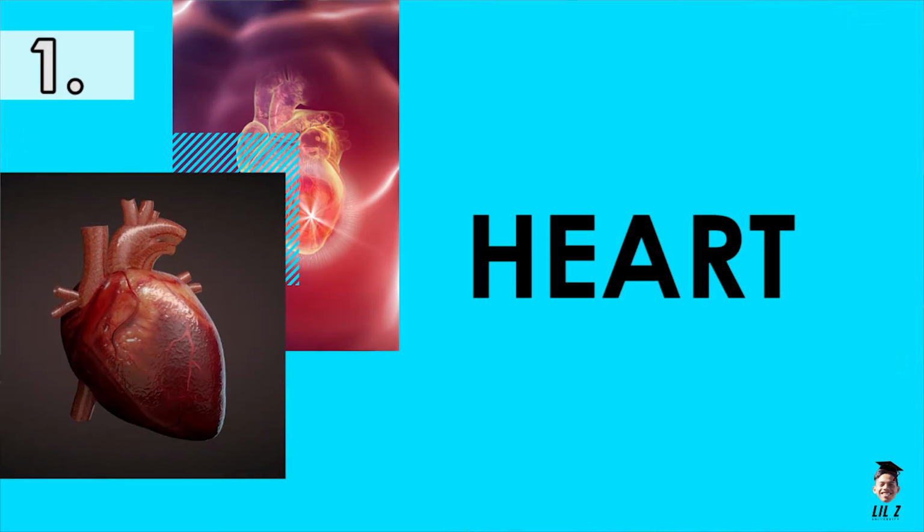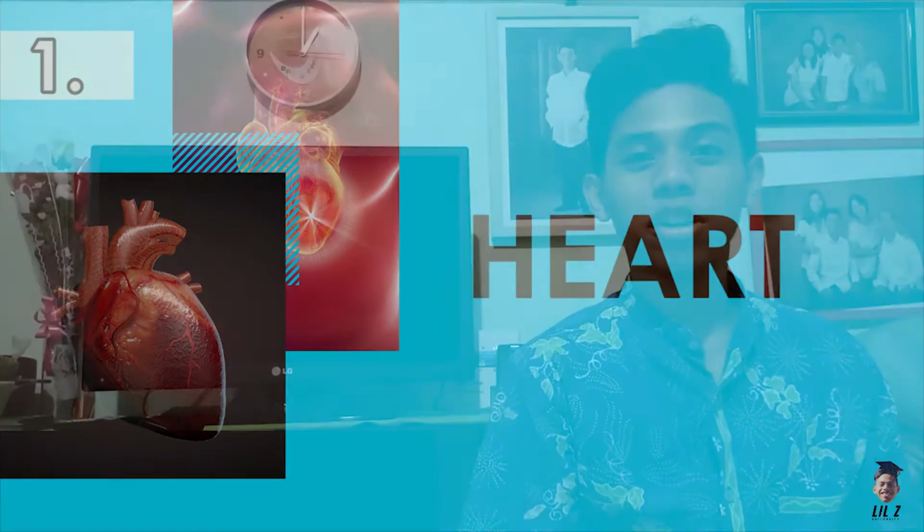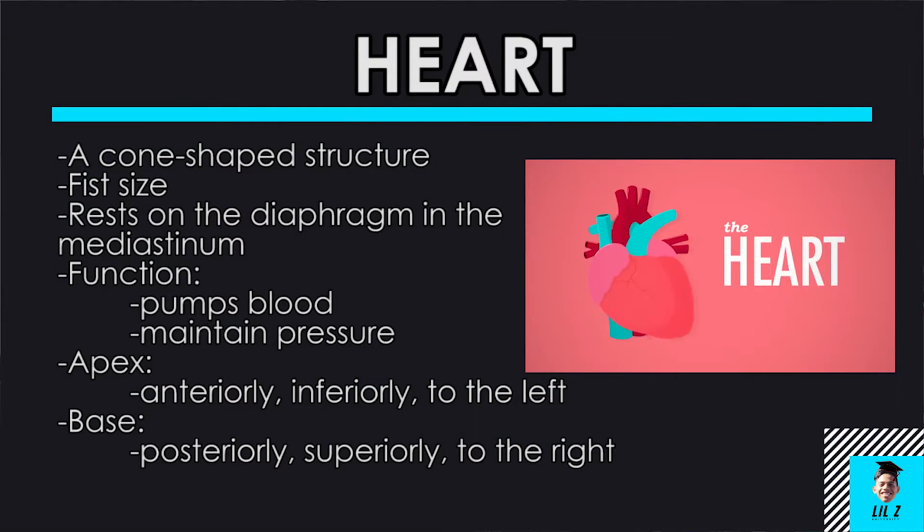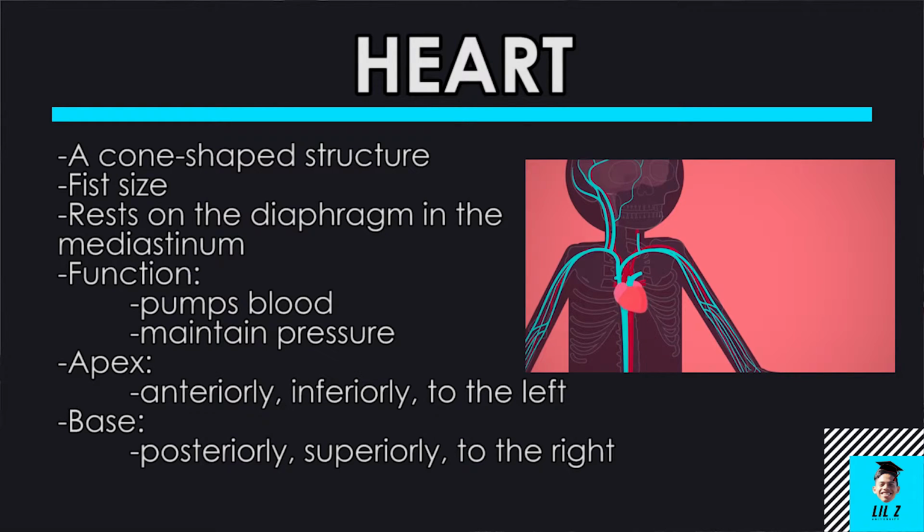And in this video, I want to share with you 5 main points about the anatomy of your cardiovascular system. Number 1, the heart. As we all know, when we are talking about the cardiovascular system, we're talking all about the heart. The heart is a cone-shaped, fist-sized structure that functions to pump blood and to maintain pressure that rests on the diaphragm and the mediastinum, slightly to the left.